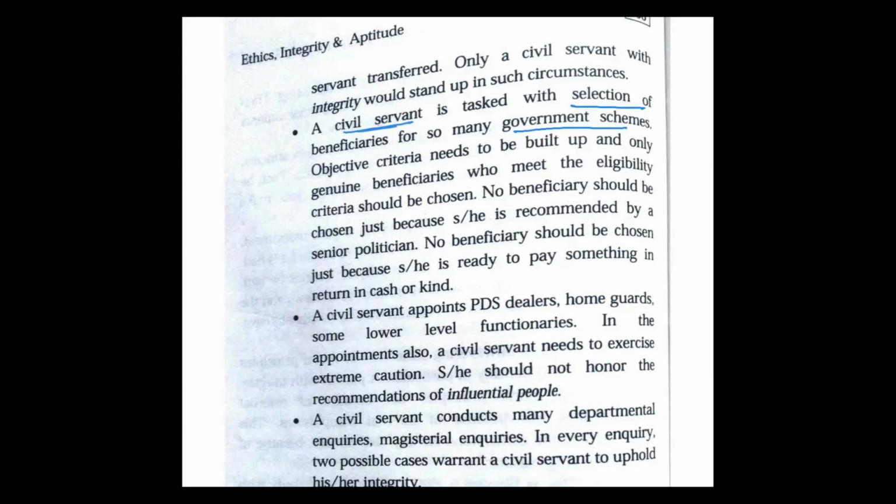So you will be given the task to select the beneficiaries. So here an objective criteria needs to be built up and only genuine beneficiaries who meet the eligibility criteria should be chosen. आप अपने घर वालों को लेके नहीं जा सकते कि हाँ ये स्कीम पे आप, because आपके पास power है. Only if you have the power, but that does not mean you are using subjective thing. Objective criteria should be used. जो लिखा है स्कीम पे, who is eligible, they should be chosen.